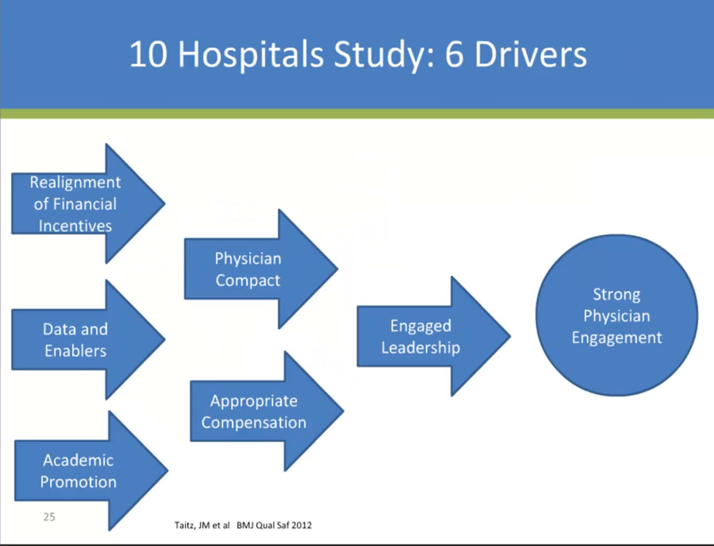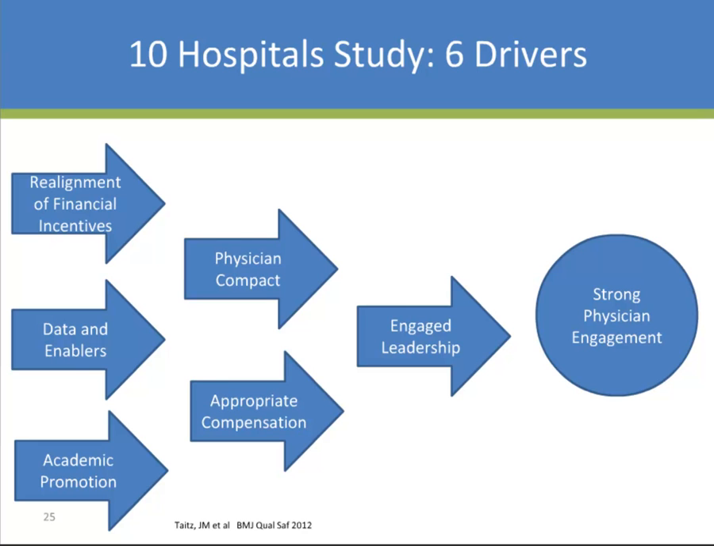So this was a study conducted by some Harvard researchers on the 10 best U.S. healthcare systems. They identified 6 drivers for strong engagement. The first was to have engaged leadership. The second was to have a physician compact. And a compact is basically just the rules of engagement and the expectations for physicians and the institutions. The next driver was appropriate compensation. The fourth driver was performance-based financial incentives. And at academic institutions, promotion was also a driver. And then finally, there was the data and enablers. And by enablers, we mean the processes and tools that enable physicians to take action to improve care, such as the electronic reminders, clinical guidelines, and protocols.